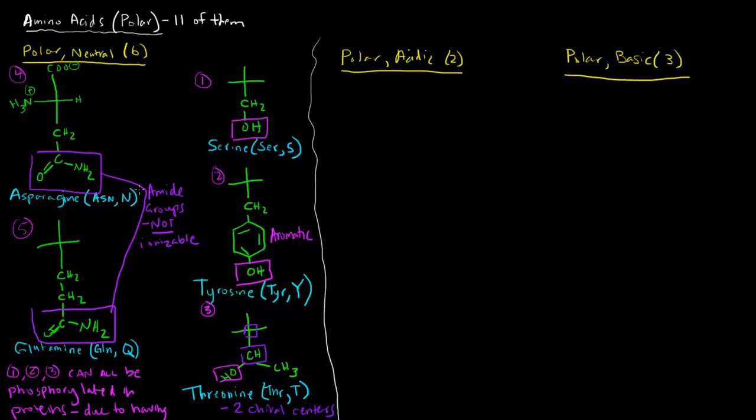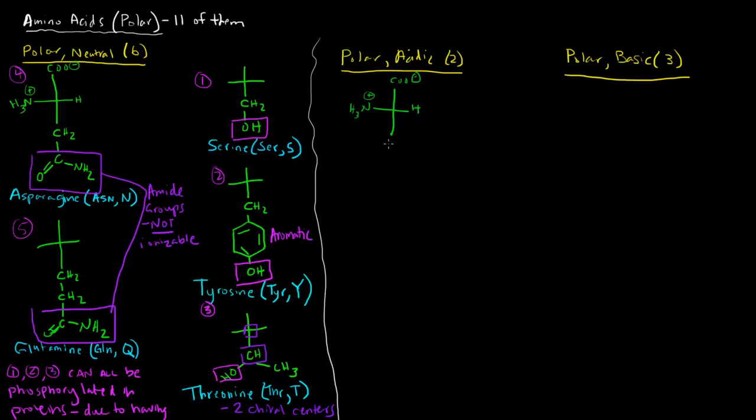Okay, so polar acidic. Now the polar acidic ones, they're going to have side chains, right, that have an acidic functional group, specifically a carboxylic acid functional group, right? So these ones here, let me write it in green. These polar acidic ones are actually going to look very similar to asparagine and glutamine. The only difference is that instead of having amide groups, they're going to have carboxylic acid groups.